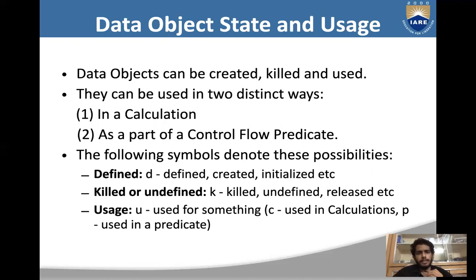Now, data objects can be created, killed, and used. They can be used in two distinct ways: in a calculation, or as a part of a control flow predicate. The following symbols denote these possibilities. D means defined, created, initialized, etc. K means killed or undefined. U means used: C means used in a calculation, P means used in a predicate.